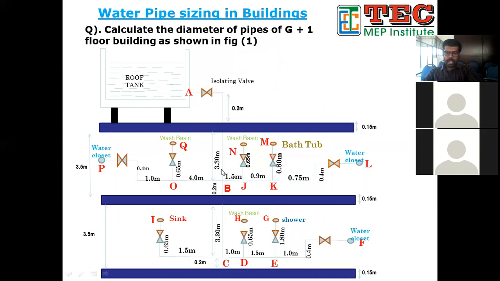AB will be the sum of all the fixture units of all these. Just keep this in mind. We have to find the pipe size separately only for the main pipes like DE, CD, BC, BJ, JK, BO, etc. and AB. For everything else, KL, MK, JN, OQ, OP, then CI, DH, EG, EF, the pipe diameter will be the minimum pipe size.